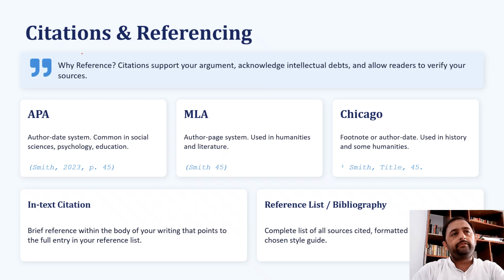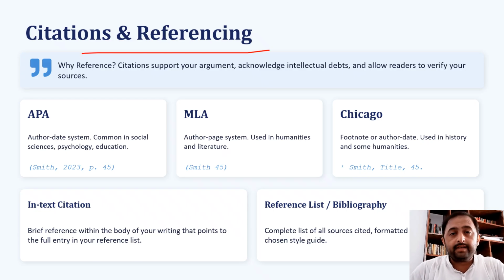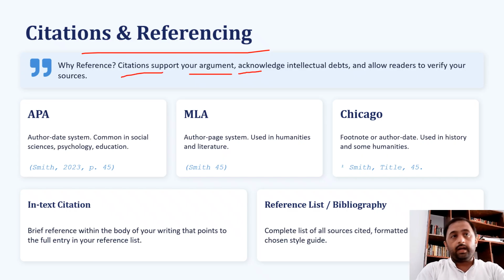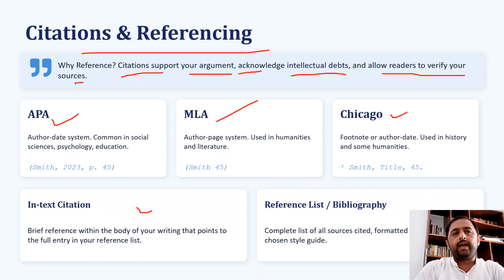So citations and references are very important. Why is it important? Because once you make a claim or give a fact in your writing, you have to provide evidence. You have to provide some sort of reference to prove your claim. So references and citations support your argument, acknowledge intellectual debts, and allow readers to verify your sources as well. We use APA style, MLA style, or Chicago style. We use both in-text citations and the reference list or the bibliography.